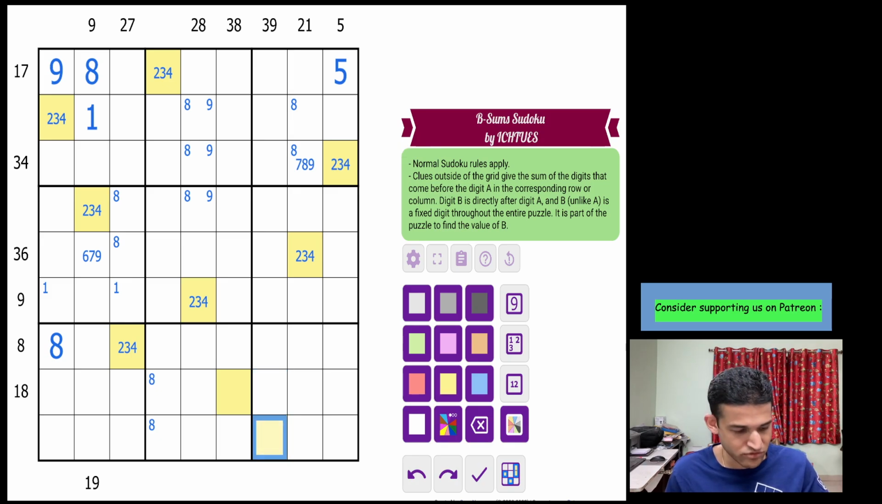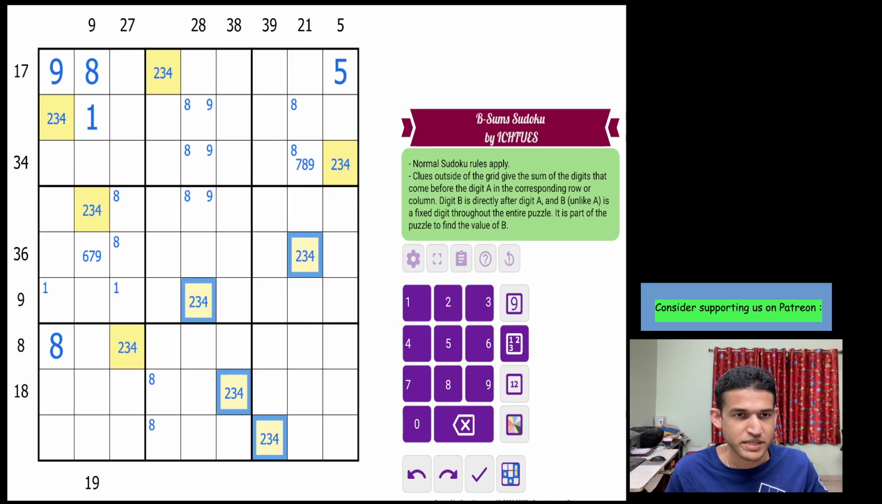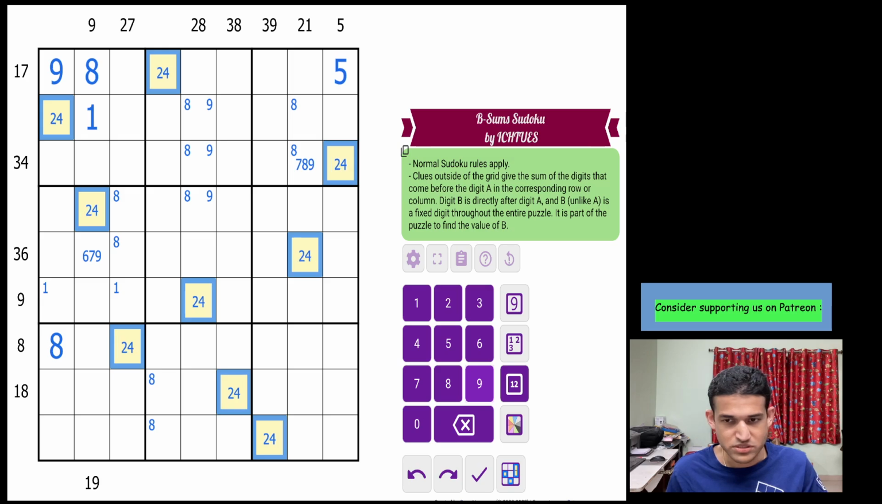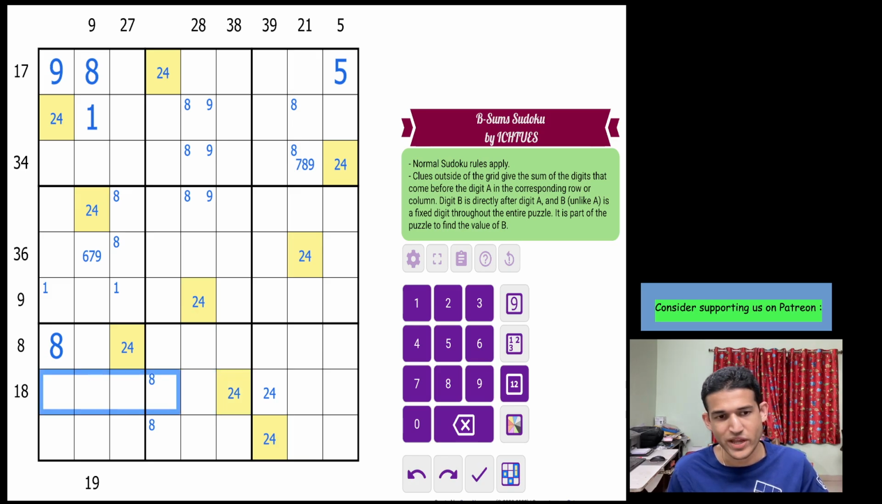So this is 2, 3, 4. This is 2, 3, 4. So A is here and these cells add up to 39, which means these cells add up to 6. So B cannot be 3, because 3 plus 3 isn't possible. So 3 is ruled out. This is a 2, 4. Okay, now you have B here. So A goes here and these sum up to 18. That's fine.